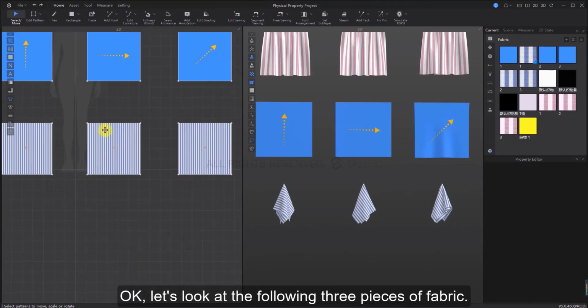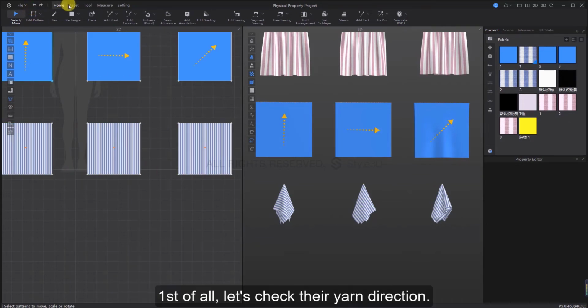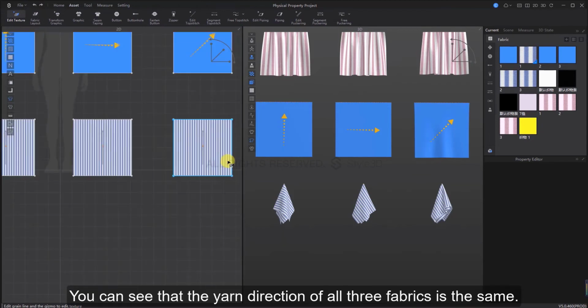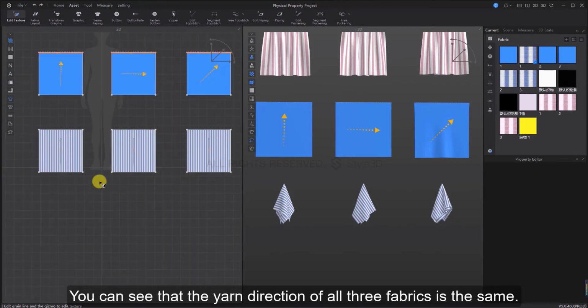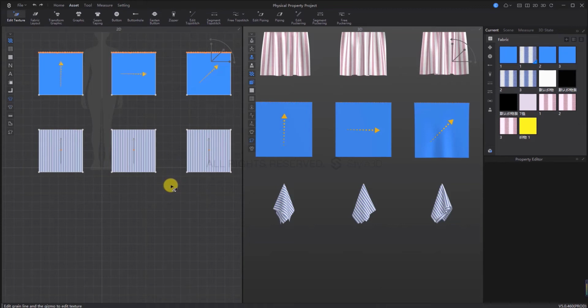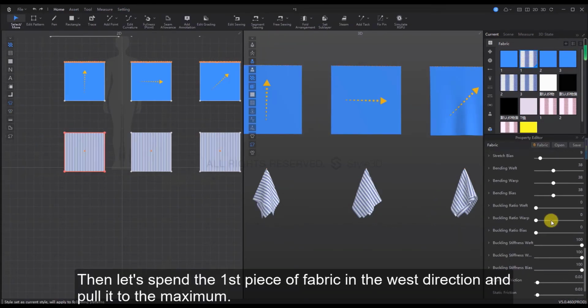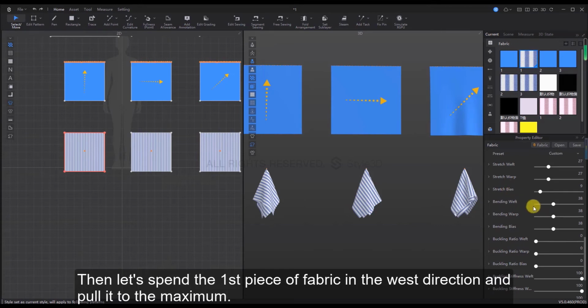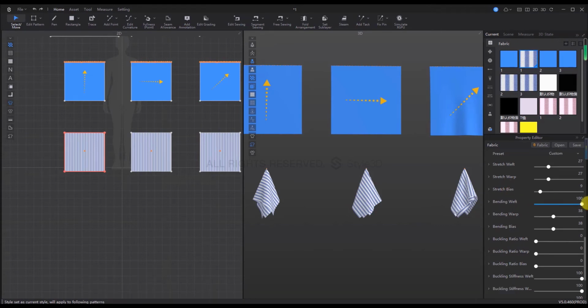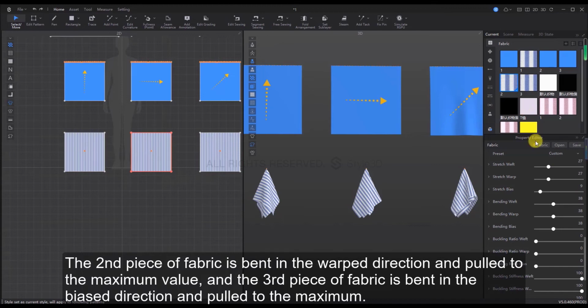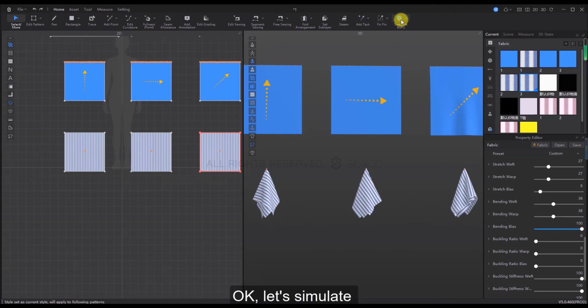Okay, let's look at the following 3 pieces of fabric. First of all, let's check their yarn direction. You can see that the yarn direction of all 3 fabrics is the same. Then, let's bend the first piece of fabric in the weft direction and pull it to the maximum. The second piece of fabric is bent in the warp direction and pulled to the maximum value. And the third piece of fabric is bent in the bias direction and pulled to the maximum. Okay, let's simulate.